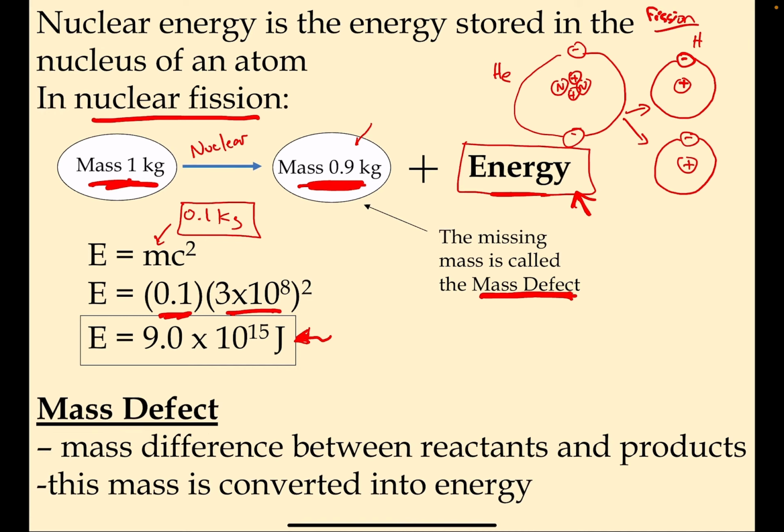The mass defect then is the difference between the reactants and the products. On the left-hand side over here, reactants. On the right-hand side, we've got some products. And then the missing mass, or the mass defect, is converted into energy. And that's how we use this E equals mc squared equation.